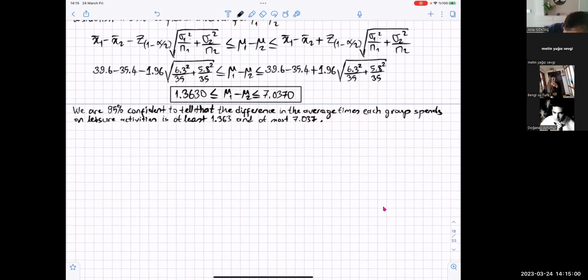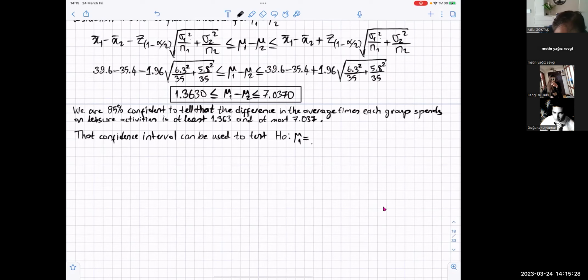You can also use the confidence interval to test H null: mu1 equals mu2 versus H1: mu1 is not equal to mu2.